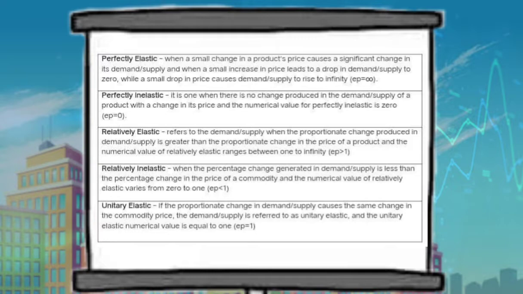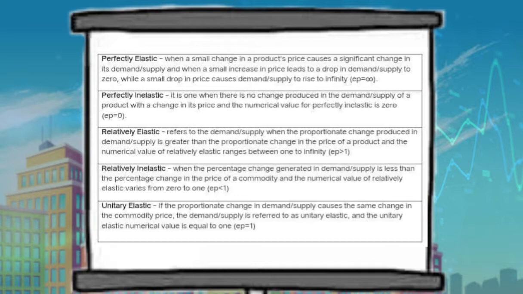Perfectly inelastic is when there is no change produced in the demand or supply of a product with a change in its price, and the numerical value for perfectly inelastic is zero. EP equals zero. Relatively elastic refers to the demand or supply when the proportionate change produced in demand or supply is greater than the proportionate change in the price of the product, and the numerical value of relatively elastic ranges from 1 to infinity. EP greater than 1.